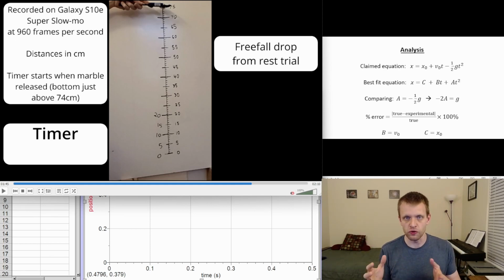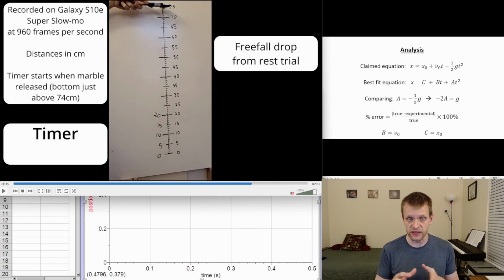So I might be a few frames off on the start, either ahead or behind. That's going to correspond with being off by a few milliseconds, and when we look at the entire motion of this thing, that shouldn't throw off our numbers too much. Hopefully we should still be in a pretty good ballpark. Also note that I'm going to be using the bottom of the marble as my reference point in this case, since we can see that the bottom of the marble is just a little bit above 0.74 meters at the beginning of this motion.